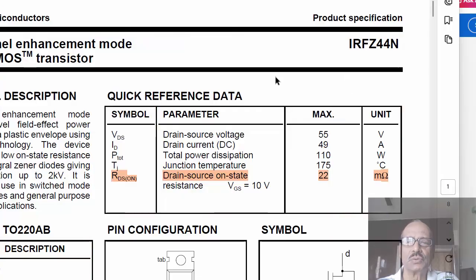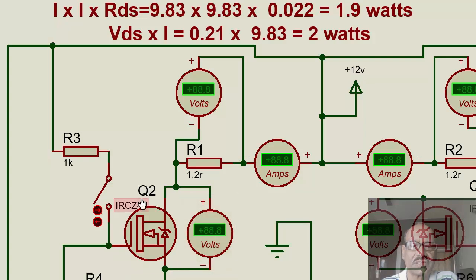The first one we would like to discuss is the IRF540N, which is a very popular MOSFET for low voltage applications like this. What we are interested in is RDS on. RDS on here is 22 milliohms, that is 0.022 ohms.